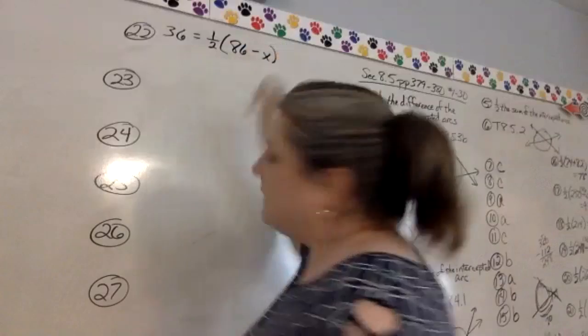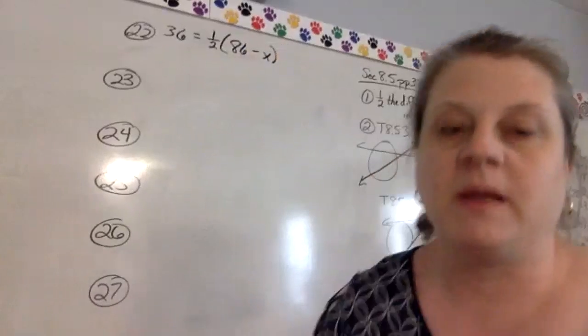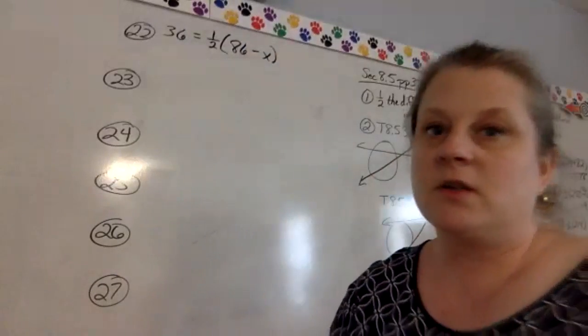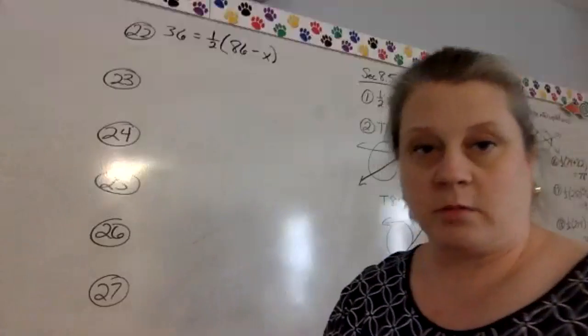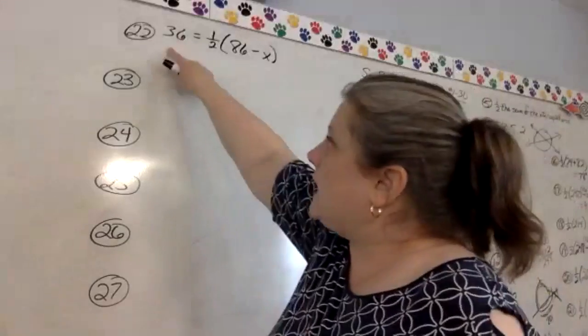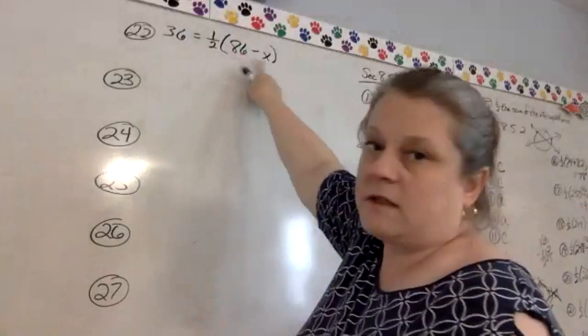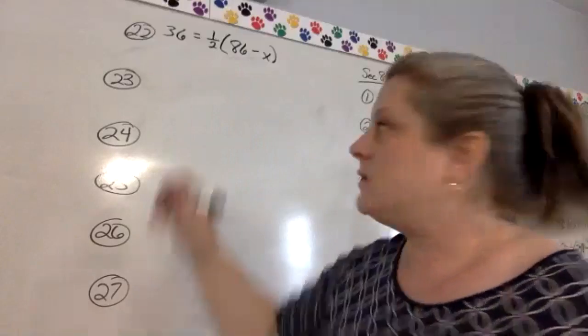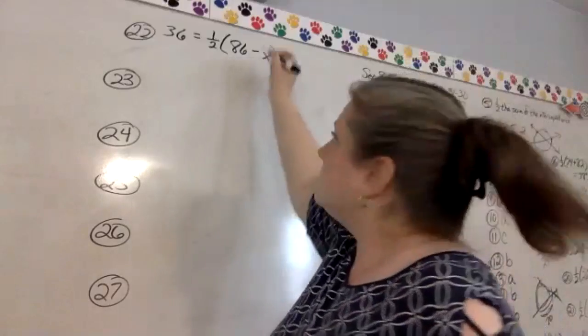So I would have 86 minus x. That's why these are a little bit different, because the x is on the arc instead of the angle. So we actually have to do a little bit of algebra work. You set up the equation, the angle is equal to half the difference of the arcs. So now we got to do a little work. We're going to start by doing what property on this side?